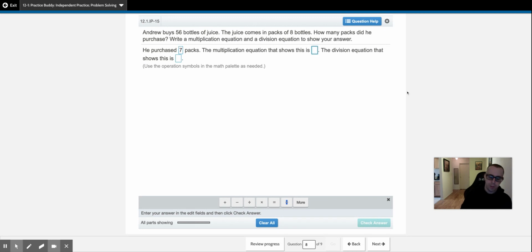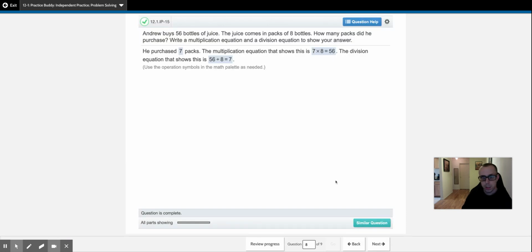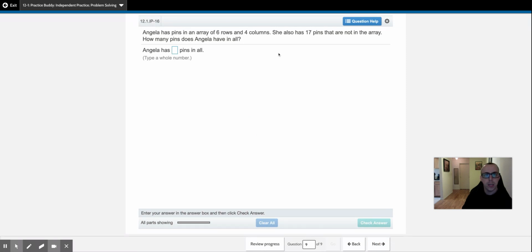So the multiplication fact here is 7. Here's my times button. 7 times 8 equals 56, and my division is related. 56 divided by the number I'm given, divided by 8, equals 7. Check answer, well done. And finally, Angela has pins in an array, 6 times 4, and she adds 17.